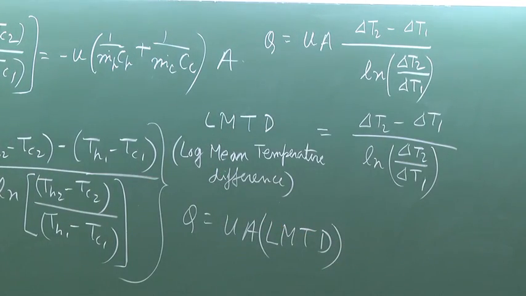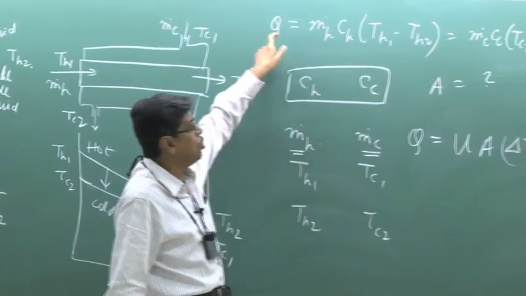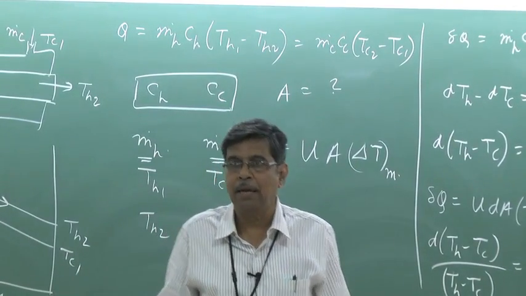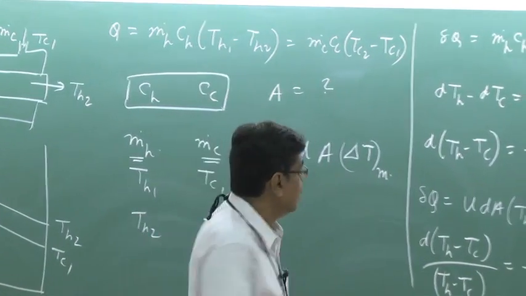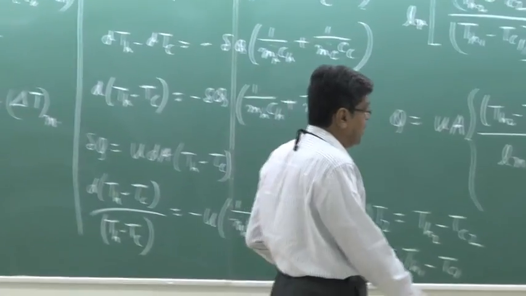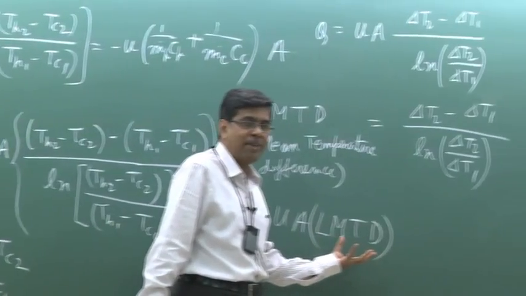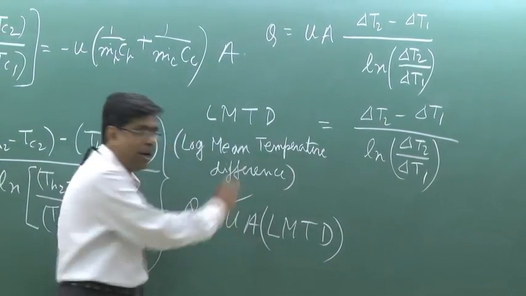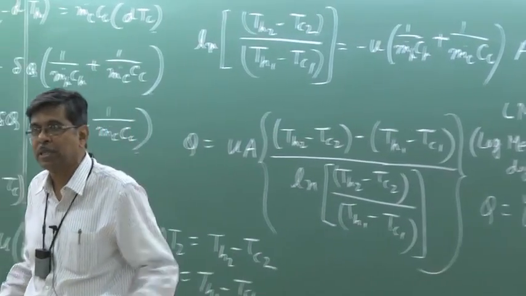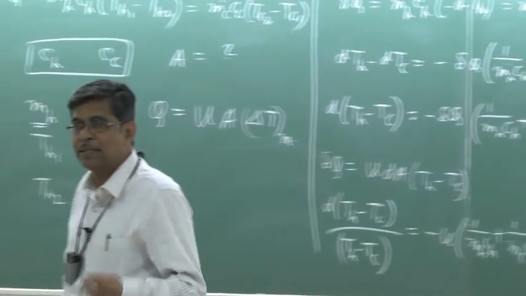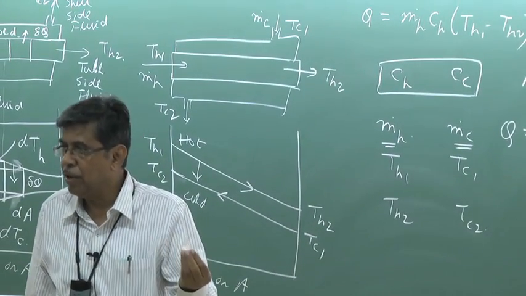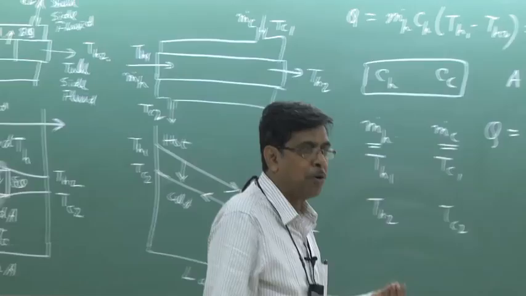So Q is equal to UA times LMTD. You see that if the exchanger is rated fully by its heating and cooling load, so that I know Q, then I can find out its surface area if I can determine LMTD. LMTD satisfies this equation, that means it is that average delta T between the two terminals which satisfies this equation. And if I am provided with the value of the overall heat transfer coefficient, I can determine the size of the exchanger. This is known as a typical sizing problem. Clear? Clear to everybody?